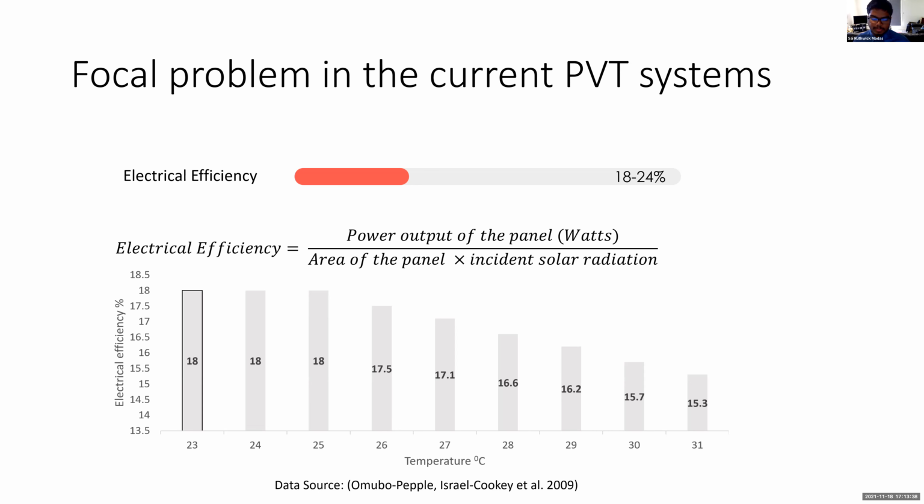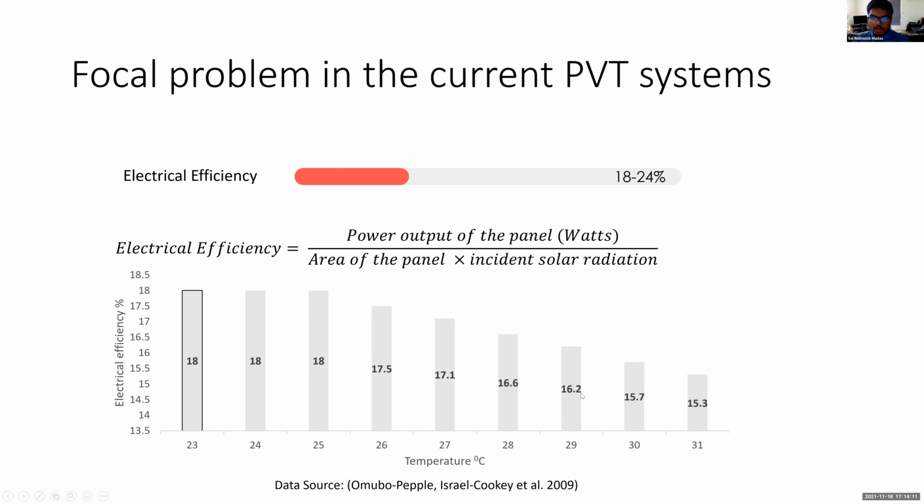And further, the main problem with the PV solar panels is with every degree rise in temperature after 25 degrees, the panel loses its electrical efficiency by 0.45 to 0.5% due to the rise in cell temperature. This is indicated by the temperature coefficient of the panel. As we can see in the graph here, after 25 degrees centigrade, the electrical efficiency falls by 0.5%.